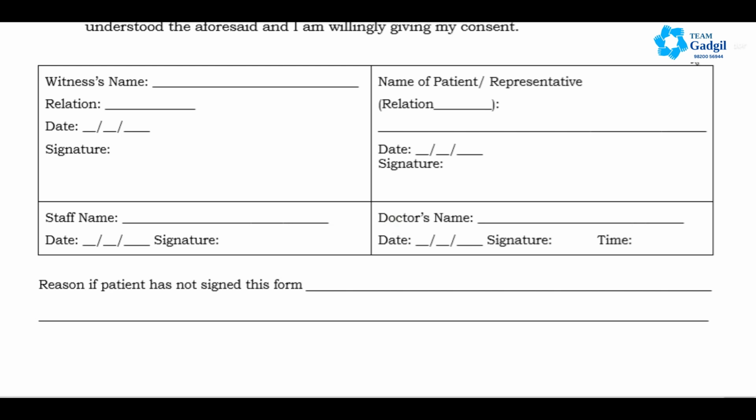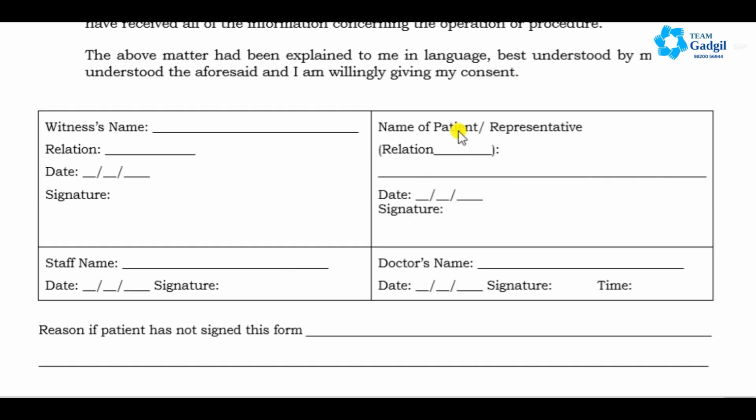Now if for some reason the patient has not signed and somebody else has signed here, then you have to write the reason why the patient has not signed. Like you can say he was unconscious, or he is a minor and his local guardian can sign it, or he was under the influence of drugs, he was disoriented, he was in acute pain, and so forth. So unless this is filled in, the form doesn't get completed.